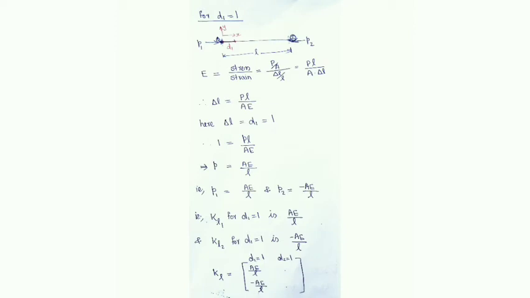Okay, here there are two forces P1 and P2. So P1, since it is in the positive x direction, will be AE by L, and P2 will be negative AE by L or minus AE by L. So when d1 equal to 1, then K will be equal to P. Therefore, local stiffness KL1 for d1 equal to 1 is AE by L, and KL2 for d1 equal to 1 is minus AE by L. Now writing it in a matrix form, KL equals the matrix AE by L and minus AE by L as shown in the figure for d1 equal to 1.